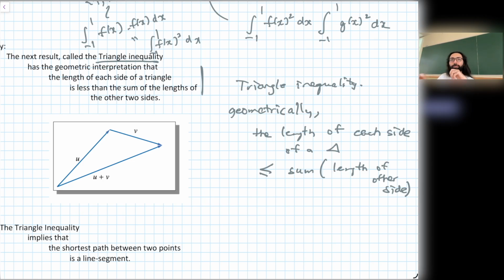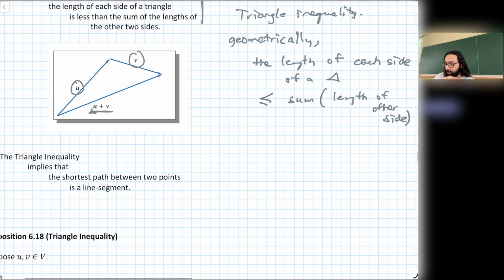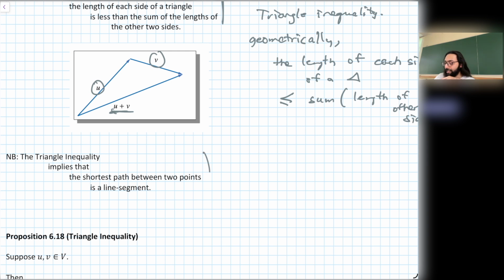This we know very well. It's nothing new. We're just saying that the length of u plus v is going to be at most the length of u plus the length of v. It doesn't have to be a right angle or whatever; for any triangle, this holds. It follows from the triangle inequality that the shortest path between any 2 points is a line segment, because the moment you deviate, the length becomes larger.